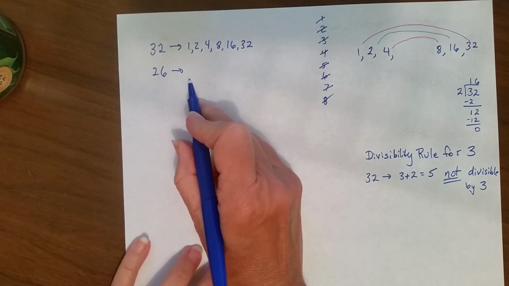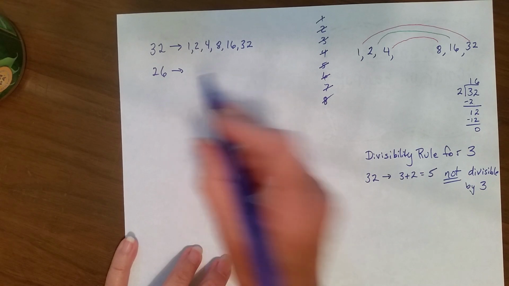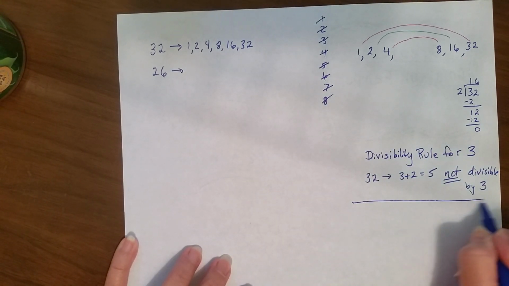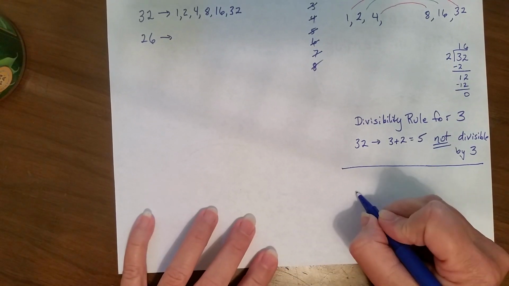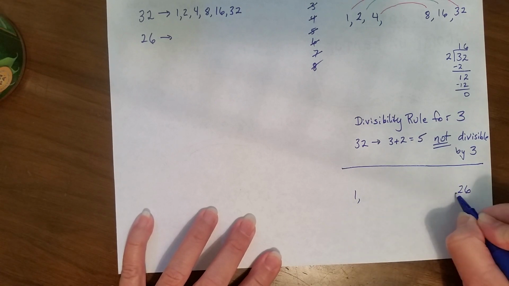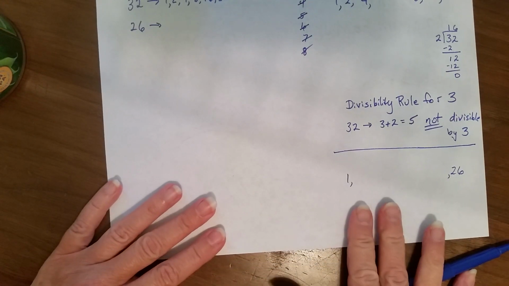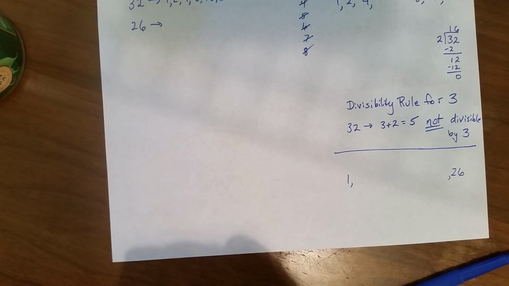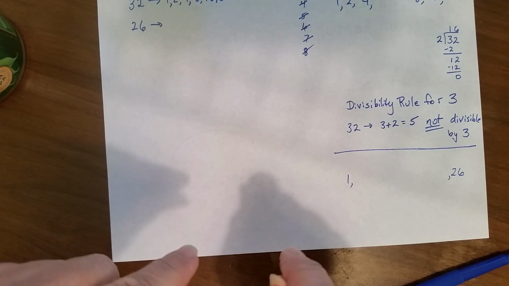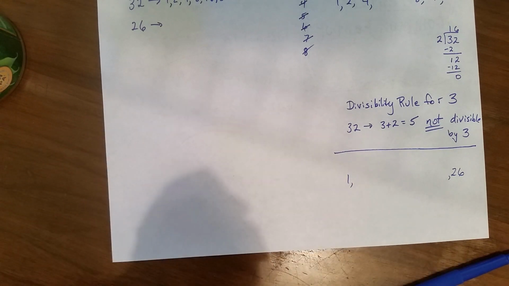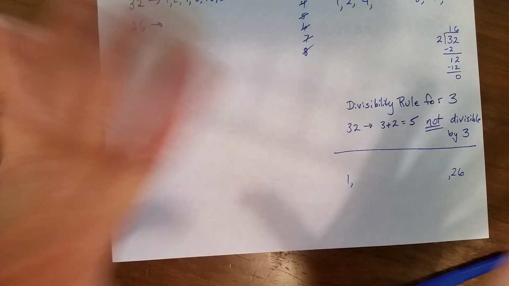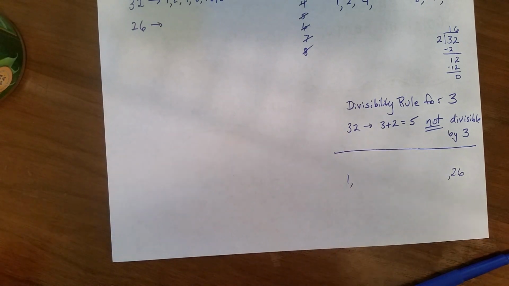Okay, now let's look at the factors of 26. So here we go. For 26, we've got 1 and 26. In fact, you know what you could do? You could hit pause and see if you can figure out the factors of 26, and then hit play and see if you got it right. Okay, give that a shot. Okay, welcome back. Let me continue on with this, and we'll see how you do.